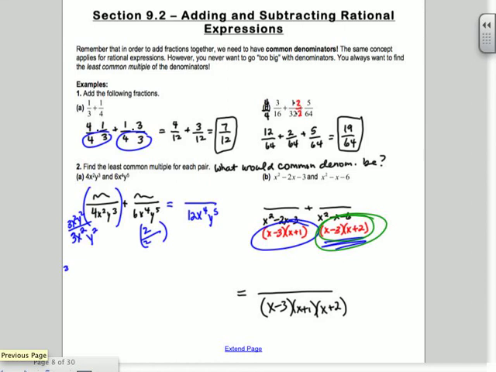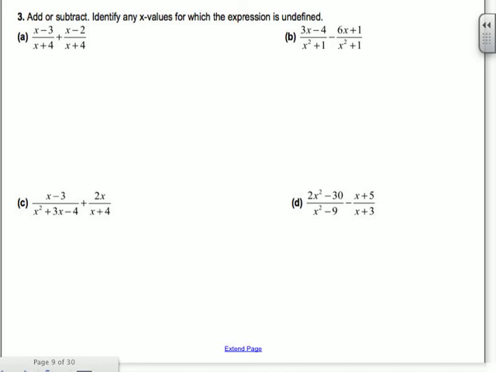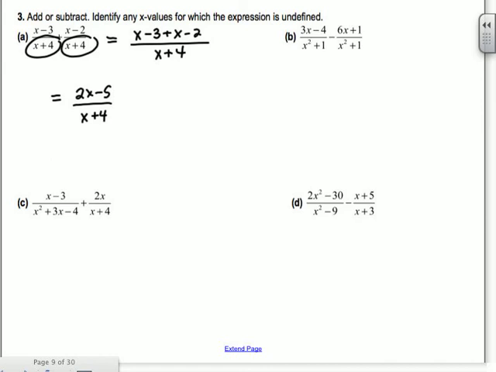Okay, so let's try some actual problems. It says add or subtract, identify any x values for which the expression is undefined, just like we did yesterday. All right, so in this case we have common denominators, right? We have x plus 4 and x plus 4. So if we have common denominators, combine them into one big fraction. So x minus 3 plus x minus 2 all over x plus 4. Denominator stays the same. So I get 2x minus 5 over x plus 4. And that's it.